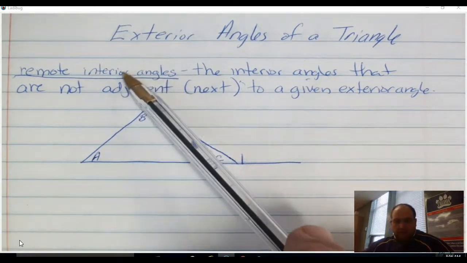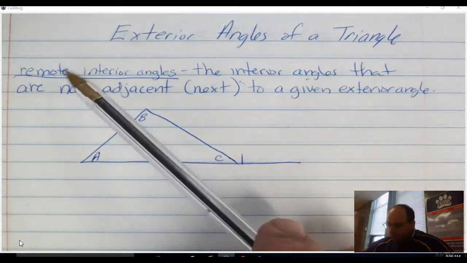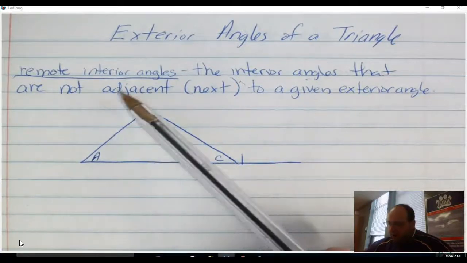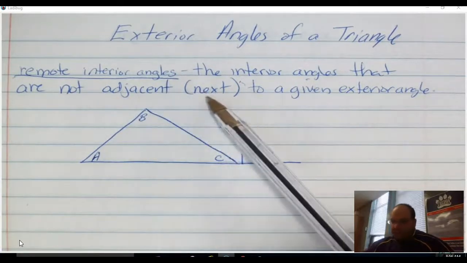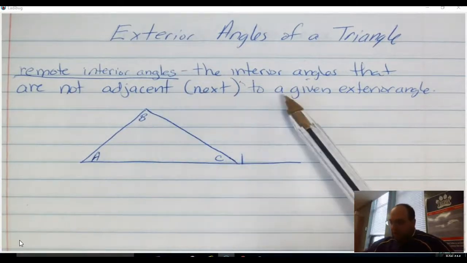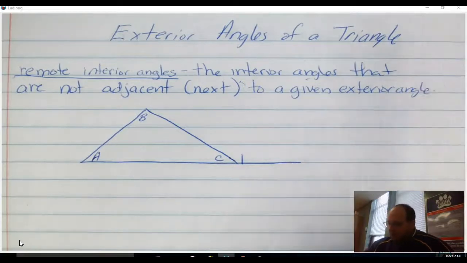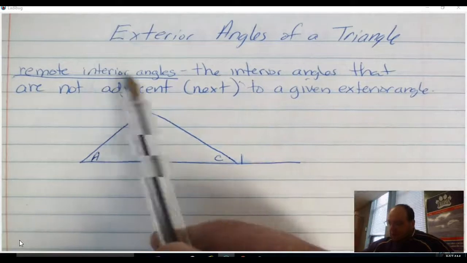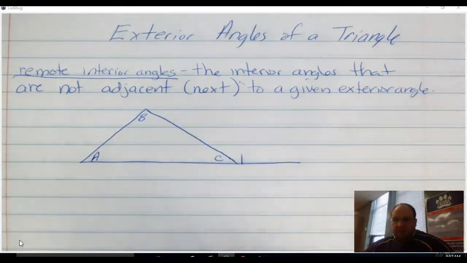Just a reminder, interior means inside. So when we talk about remote interior angles, these are the interior angles that are not adjacent, which means next to a given exterior angle. So sorry, this should be exterior angle. This is two words. All right, so again, remote interior angles are basically the two angles opposite the exterior angle that we are looking for, okay?